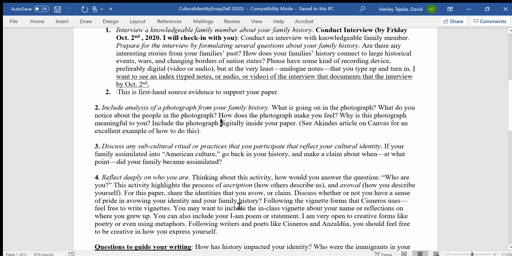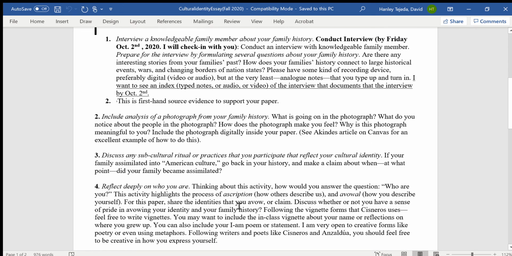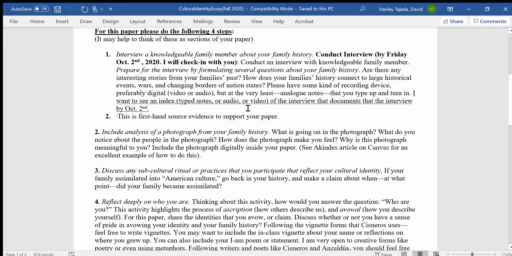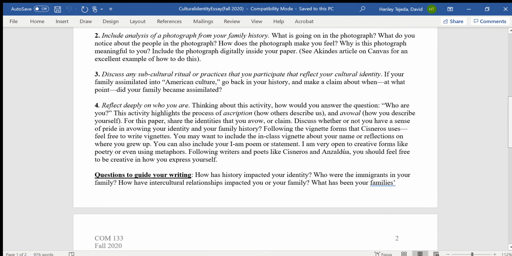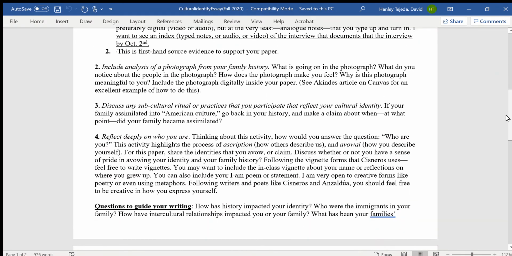So for the first section, by the way, you're going to prove to me that you conducted the interview by turning in some notes. But this section, when it becomes part of the paper, should actually be written in essay form. So highlights of the interview should be part 1, but in essay form, and you can see that in the sample papers. So that's an overview of the 4 sections.